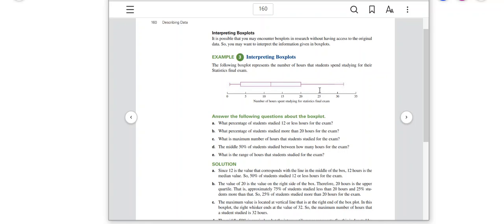But we're going to conclude with that. And then on the calculator video, there's how to use your calculator and come up with those values for the box plot.